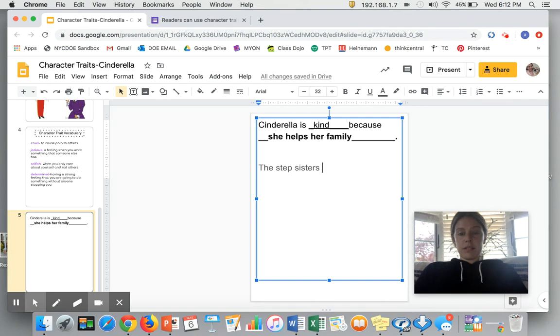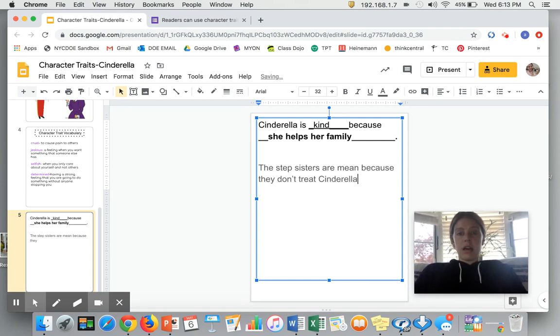The stepsisters, remember them? The stepsisters are mean because, so mean is a character trait, because they don't treat Cinderella with respect. They're very disrespectful to her. They make her clean up after them. They make her do all the chores. So that's why the stepsisters are mean.